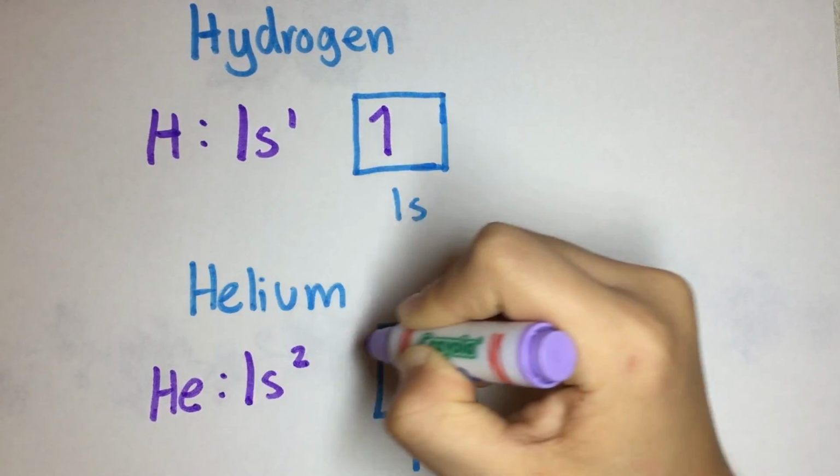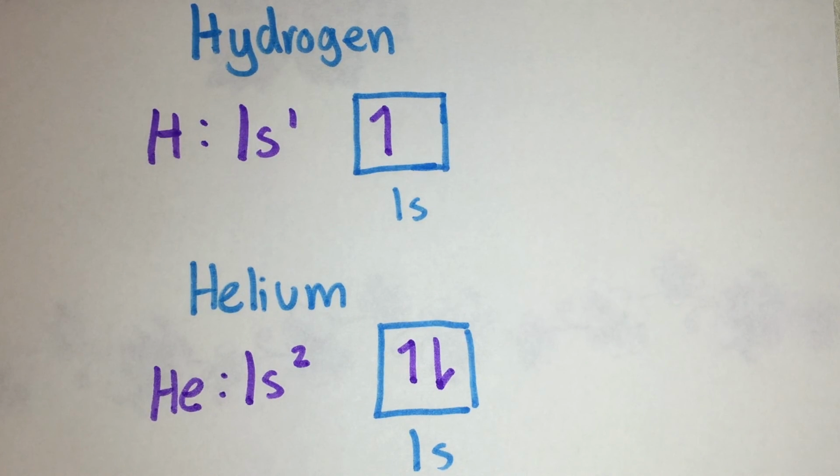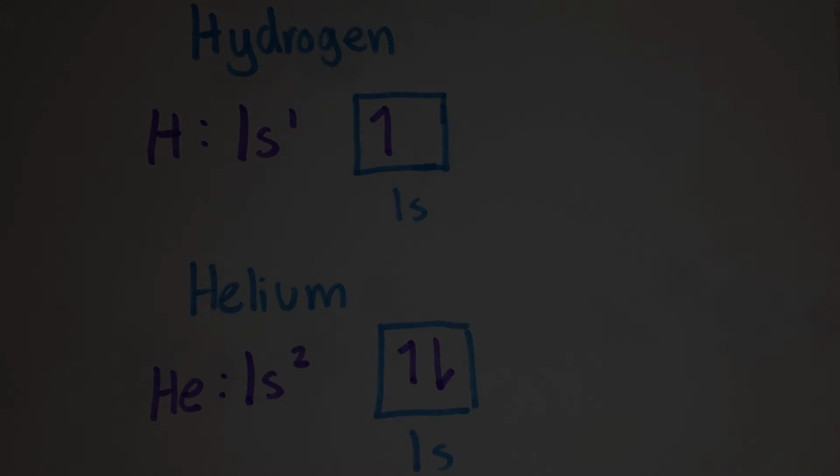After hydrogen, we have helium, which has an electron configuration of 1s2. To display this on an orbital diagram, we draw 2 arrows in the 1s box, one pointing up and one pointing down. This shows that the electrons in the orbital have different spins, and therefore fulfill Pauli's exclusion principle.